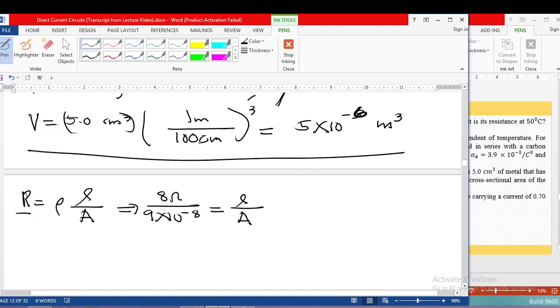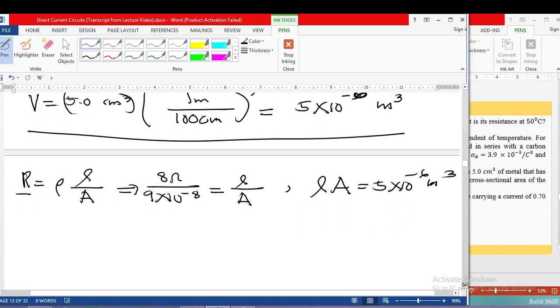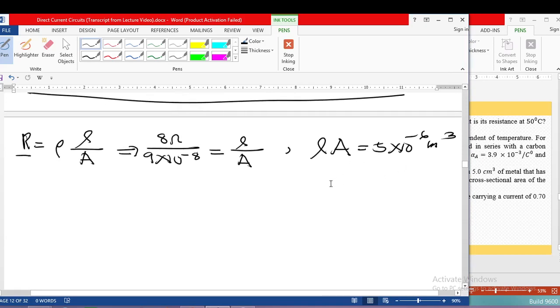Okay, so can we take the volume as L times A, equal to 5 times 10 to the negative 6 cubic meter? Because it's like the area multiplied by the length of the wire. Right? It's like the volume of a cylinder. And then we can find the length and the cross-sectional area. So I just have to make sure what is the value of the ratio of the length and area. So 8 divided by 9, and that is 10 divided by.